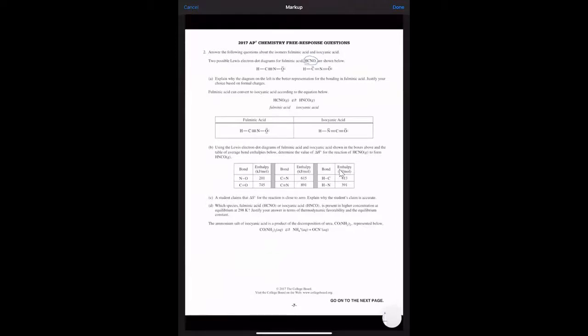However, the diagram on the left is a better representation for the bonding in formic acid, and it asks you to justify your choice based on the formal charge. So I think we should spend some time talking about the formal charge. You can understand it as an assigned charge for the molecules. So how to calculate it?